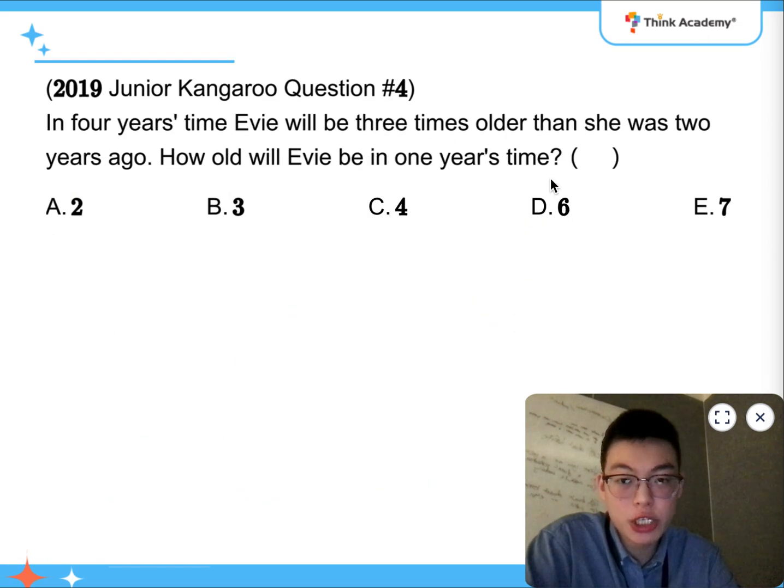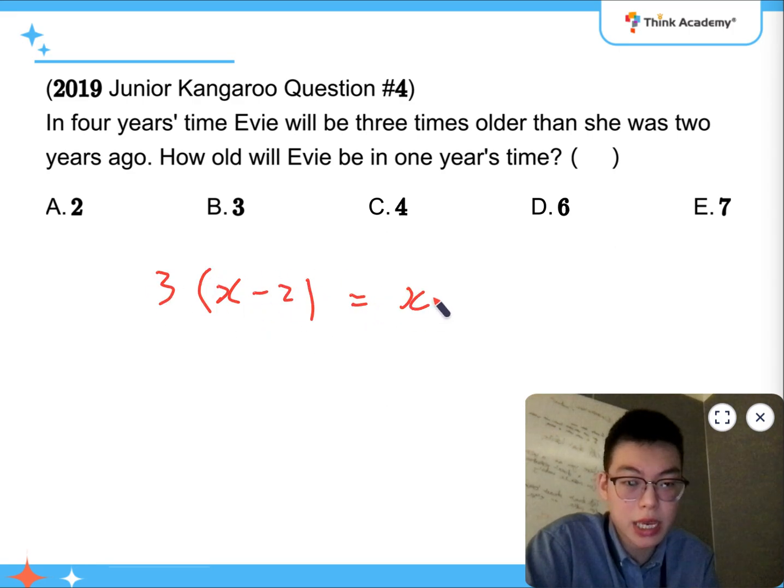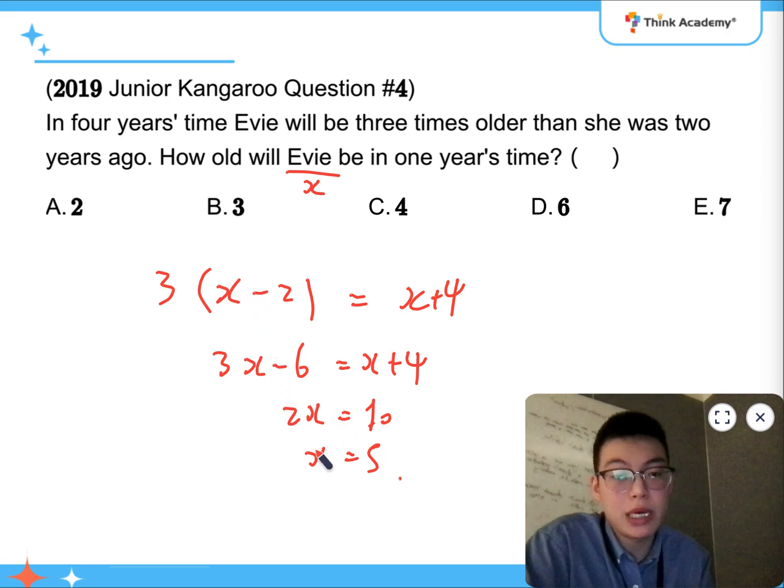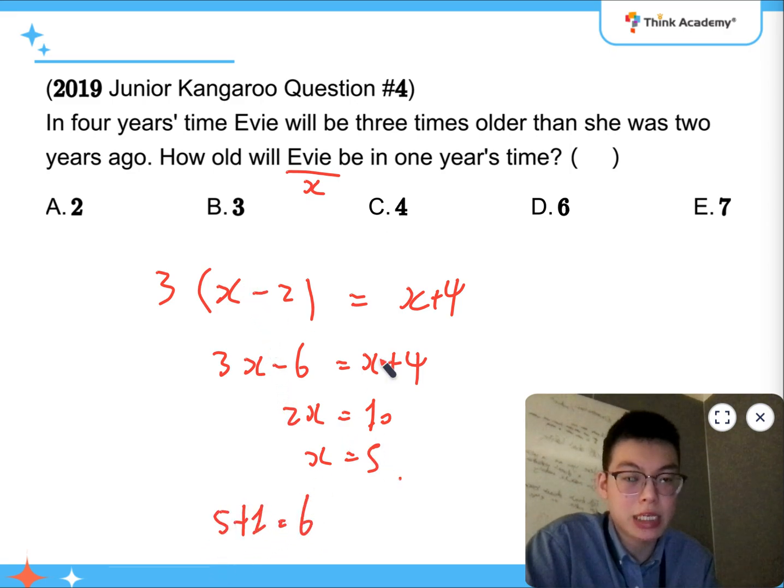And then the fourth question. In 4 years' time, Abby will be 3 times older than she was 2 years ago. So how old will Abby be in 1 year's time? So the easiest way will be to list an equation. X take away 2 times 3 equals x adding 4. So 3x take away 6 is x adding 4. It means 2x is 10. X is 5. So this year, Abby, of course, x is how old Abby is this year. But in 1 year's time, Abby would be 5 adding 1, which is 6 years old.